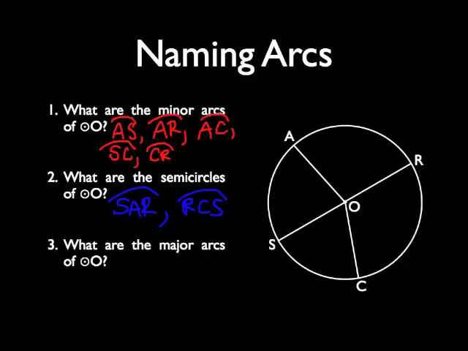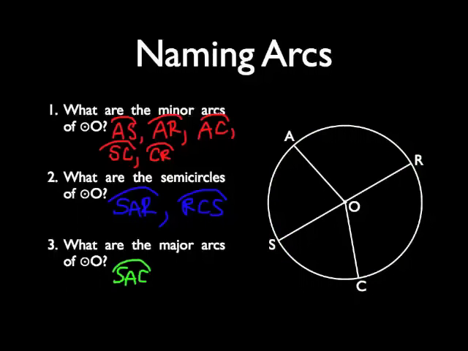And now let's talk about the major arcs. These are the ones that are longer than a semicircle. So if I start at point S, I can go clear up over the top of the circle and down around to C, giving us arc SAC, or if you want to, SRC.